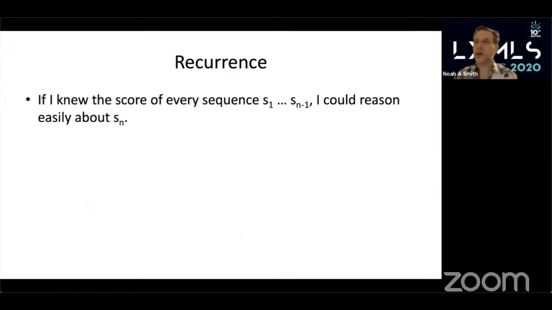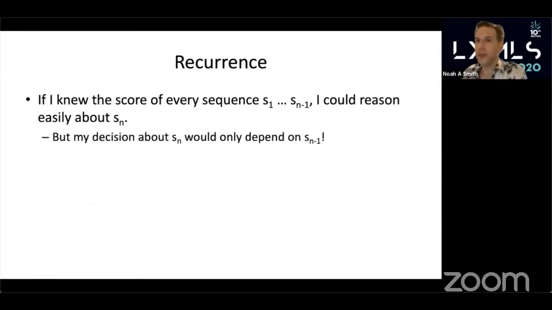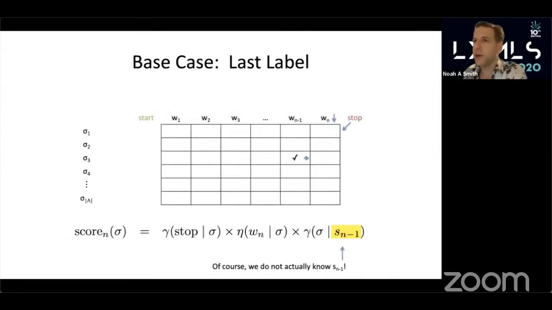If I knew the score of every sequence up to n minus 1, then I could easily choose the last symbol. But I actually don't care about the whole sequence up to S_{n-1}. I really only care about the choice of S_{n-1}. That's the only thing that matters. In my previous slide, in my diagram here, notice that I don't have to know or care what any of the labels are for the preceding words before word n minus 1.